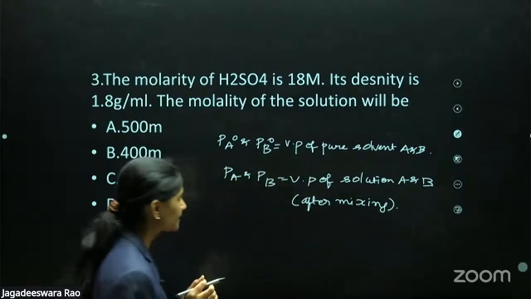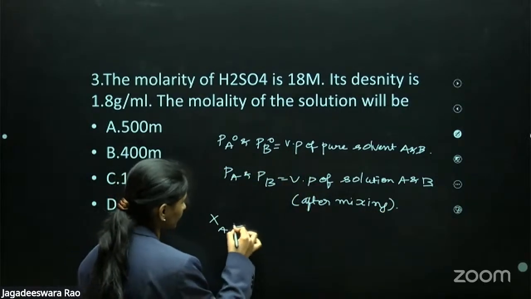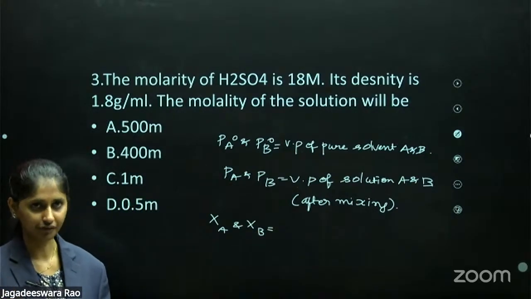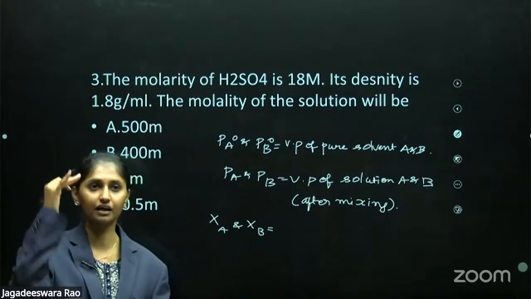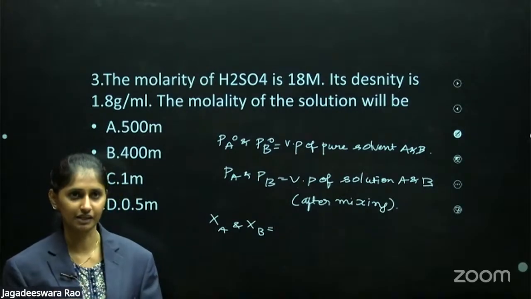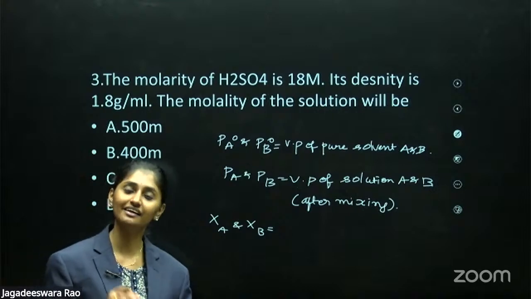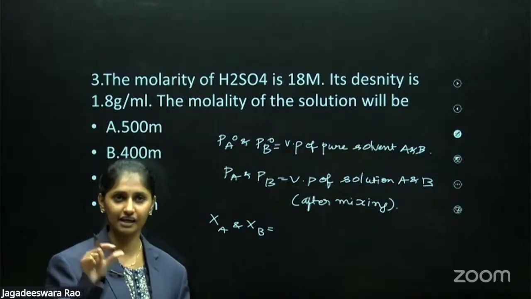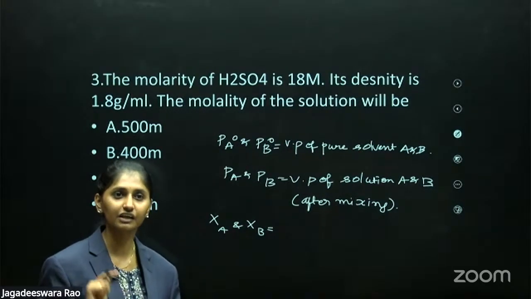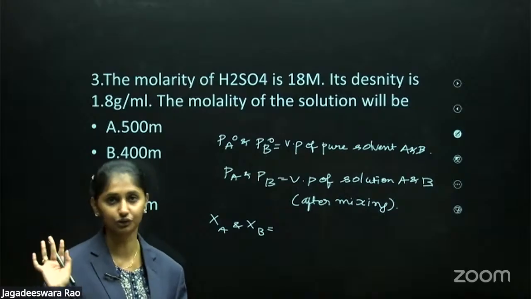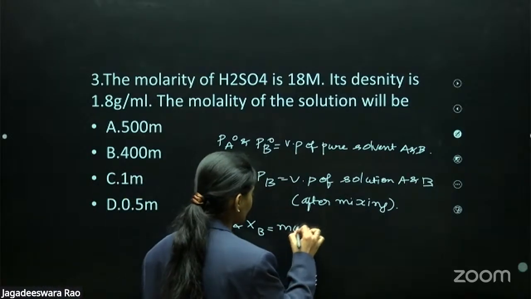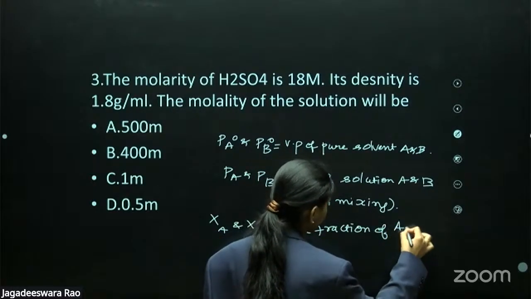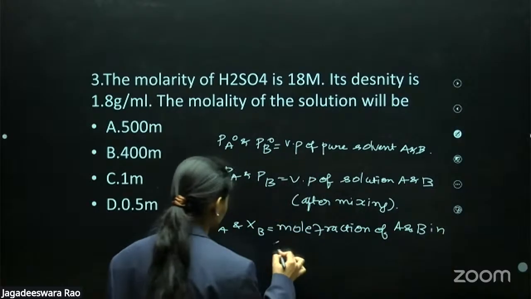Okay, then XA and XB. See here, very, very important. What are XA and XB? XA and XB are the mole fractions, but whenever they are evaporated, are they inside the solution? They will ask, what is XA and XB? So you have to remember that XA and XB are the mole fractions of A and B inside the solution. That you should be knowing. So XA and XB are the mole fractions of A and B in solution.